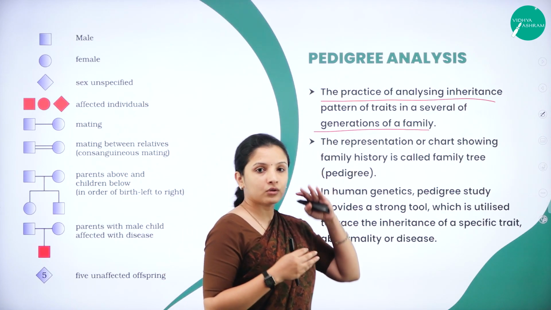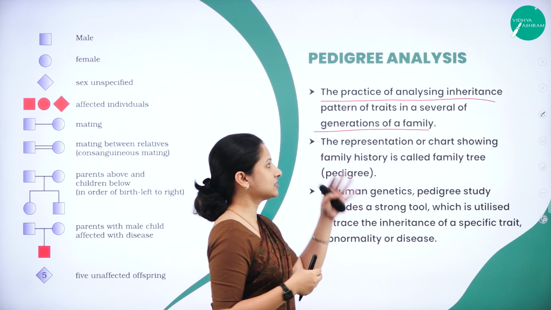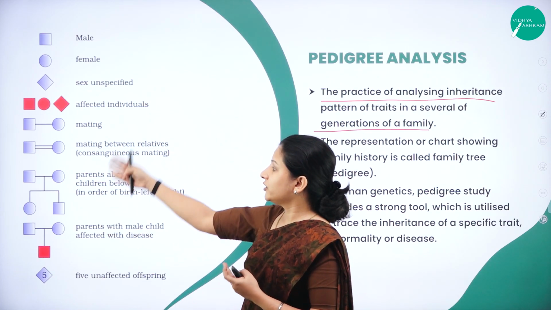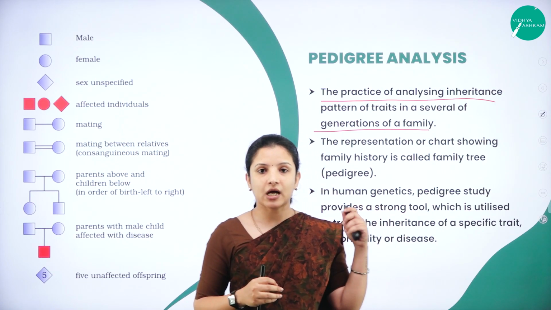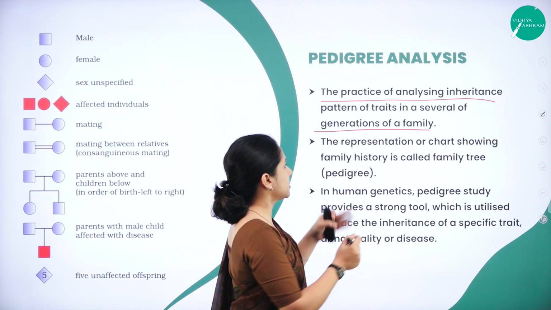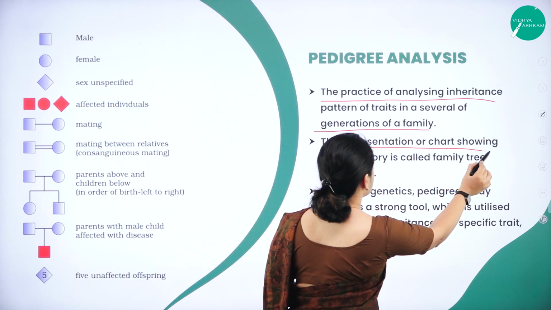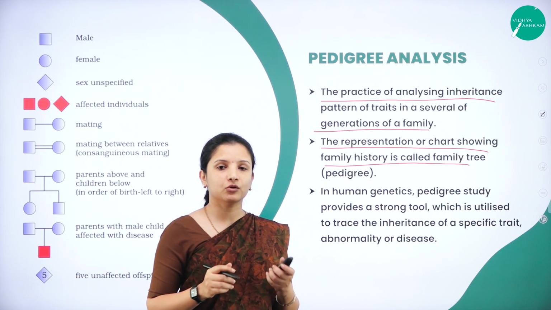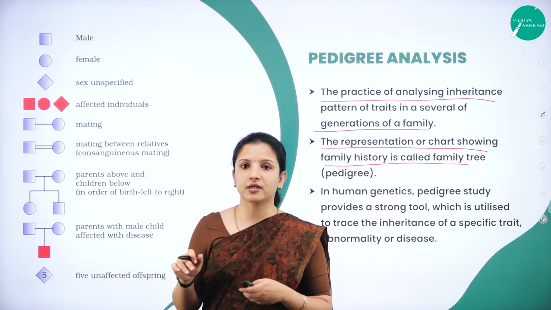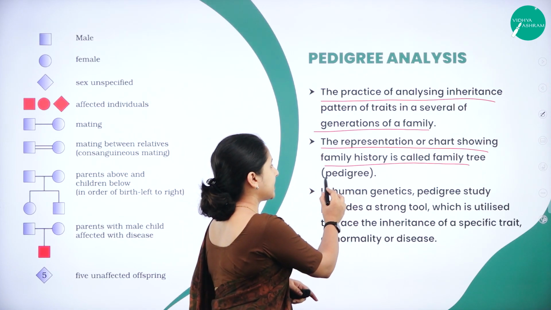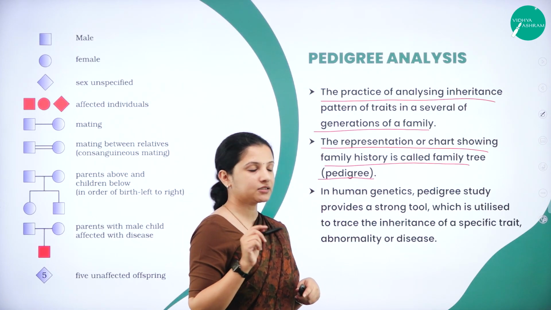To go in for pedigree analysis, there is a chart that is done using various symbols. The chart I'll explain to you later. Before that, we will study the symbols. The representation or chart showing the family history is called the family tree. That chart we'll study later. That particular family tree is called a pedigree.